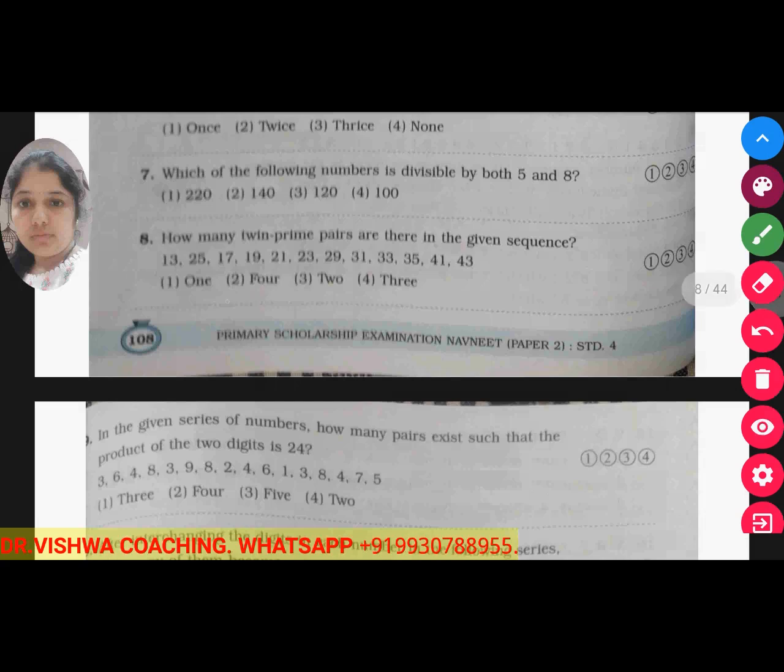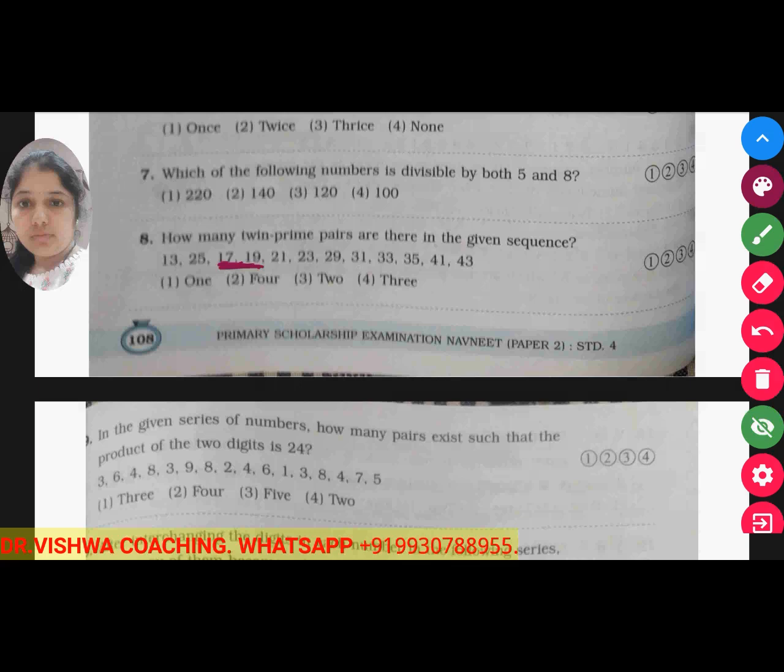Now the next one, how many times are prime pairs there in the given sequence? Twin prime numbers. Okay. So for numbers to be twin primes, there should be a difference of 2 between them. So 17 and 19 both are prime numbers and there is a difference of 2. 21 is not a prime number. 23 is a prime number.